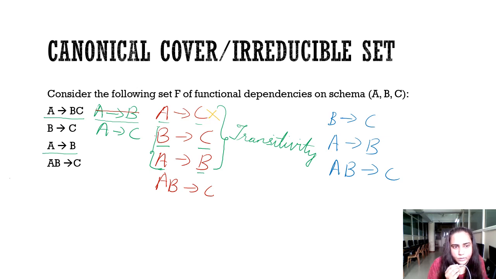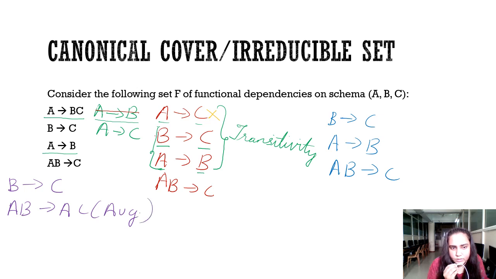So you have B determines C. We are going to use that B determines C in order to create AB determines AC. And the reason why we are doing that is because we can perform augmentation. So I'm going to make this AB determines AC. So I have done nothing but augmentation. So this is AB determines AC.